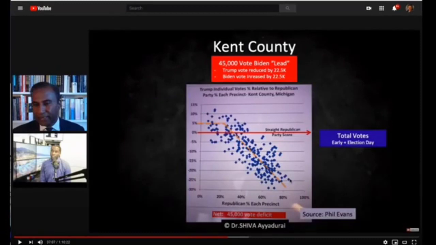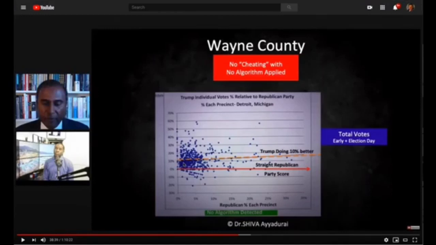Now, take a look at this one. That's Wayne County. There's no evidence of an algorithm being applied here. And if you look at that red line, that is where the Republican straight ticket vote is. And that means that in Wayne County, virtually every single one of those precincts were positive for Trump. They're above the red line. And almost all of Trump's gains occurred in the poorest neighborhoods.